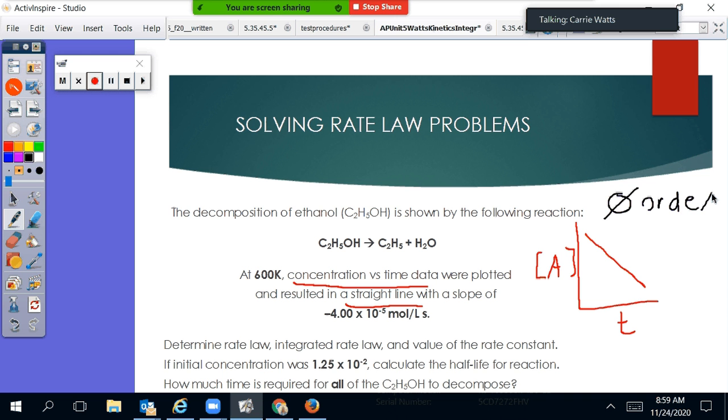Okay, and it tells us the slope. So there's your slope. Determine the rate law, the integrated rate law, and the value of the rate constant. If the initial concentration was 1.25 times 10 to the negative second, calculate the half-life of the reaction. How much time is required for all the ethanol to decompose?